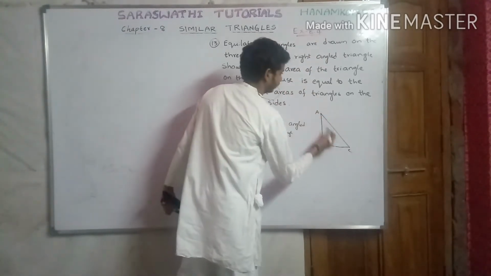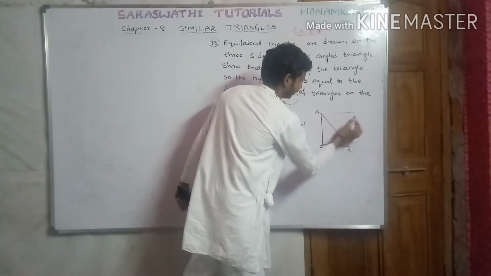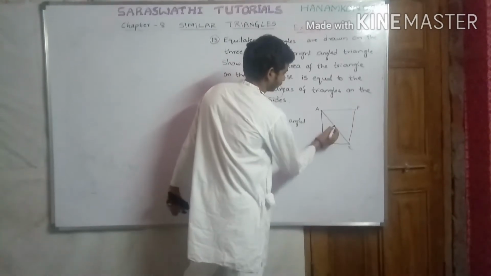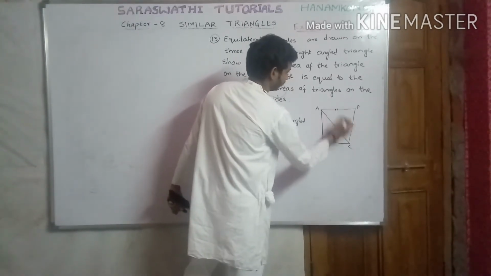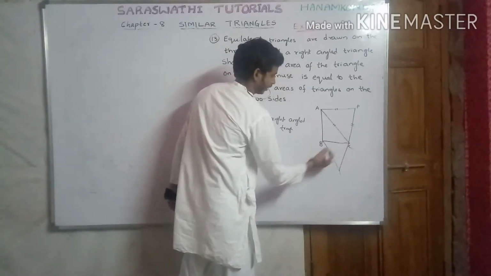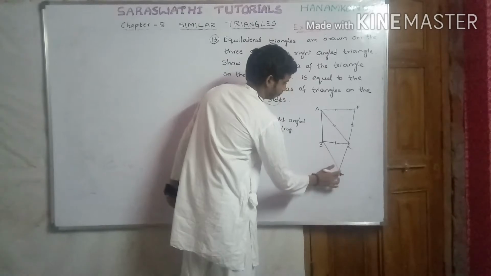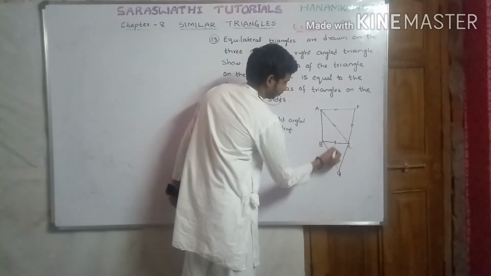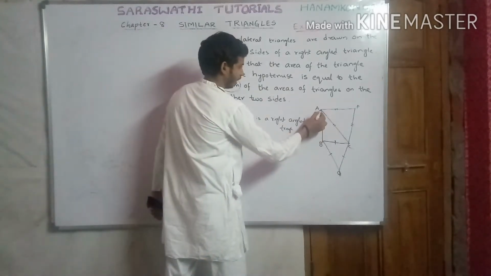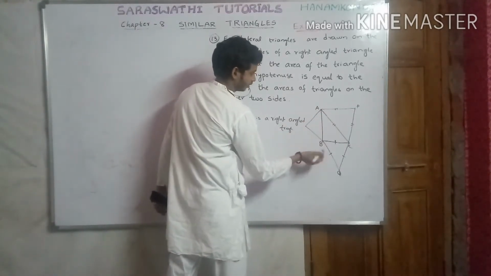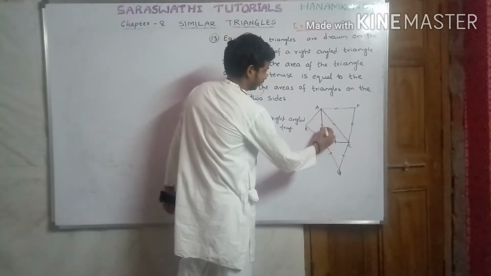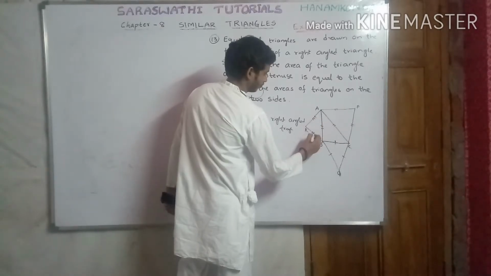It is given in the question. On the side AC, one equilateral triangle is drawn. Let it be APC. That means AC equal to PC equal to AP. On the side BC, again one equilateral triangle is drawn, let us consider BQC. So side BC equal to side BQ equal to side CQ, and on the side AB another equilateral triangle is drawn. Let us consider it as ARB. So AB equal to AR equal to RB.